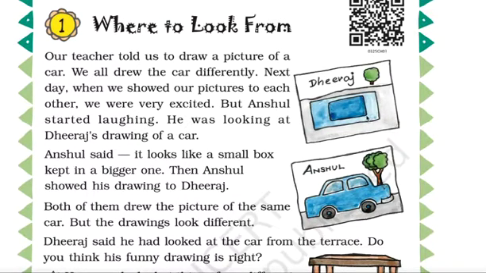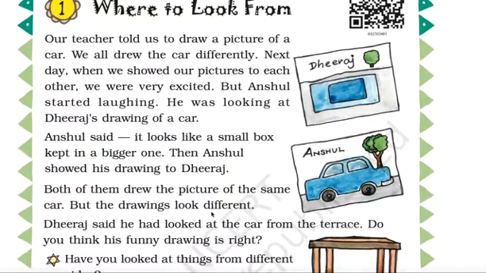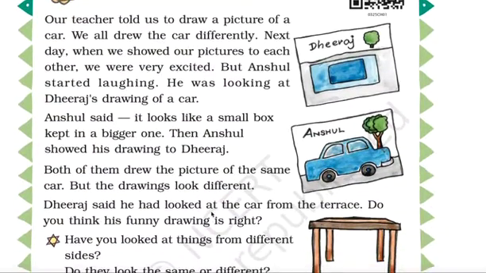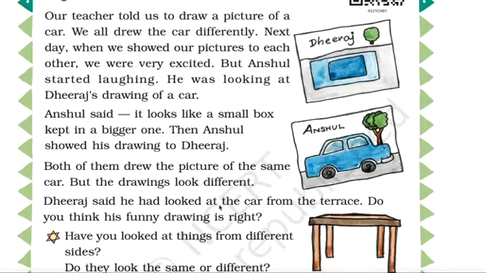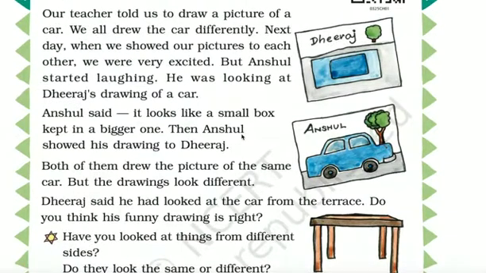So both of them drew the picture of the same car, but the drawings look different. Why? Because one is looking from the side, the other is looking from the top. If you look at the car from the top, this is how it appears, right? Dheeraj said he had looked at the car from the terrace. Do you think his funny drawing is right? Yes, it is right.